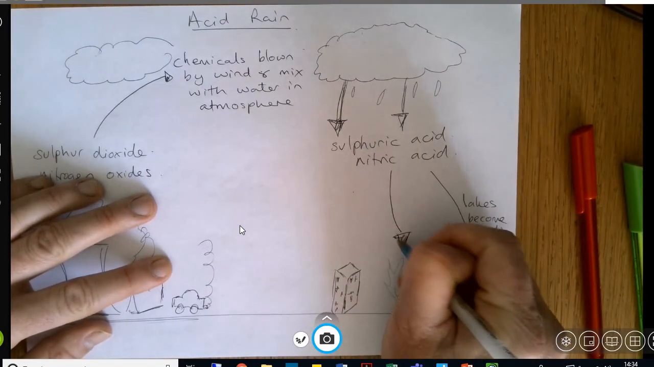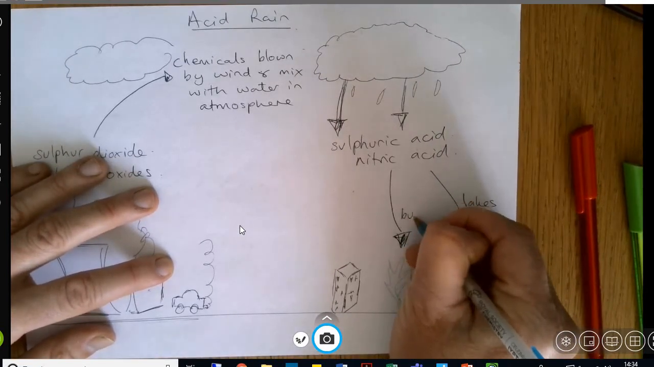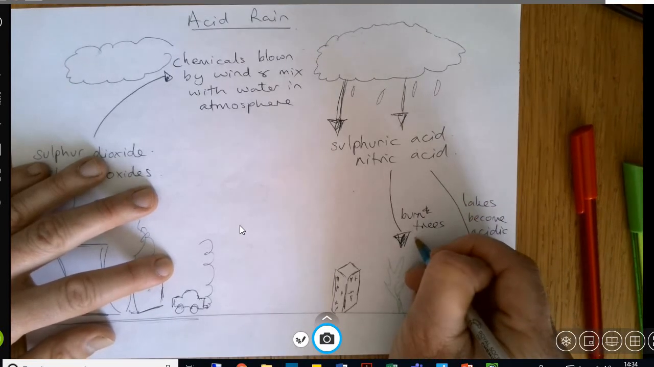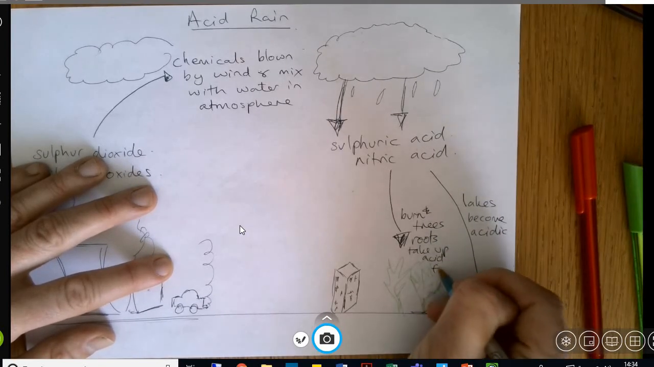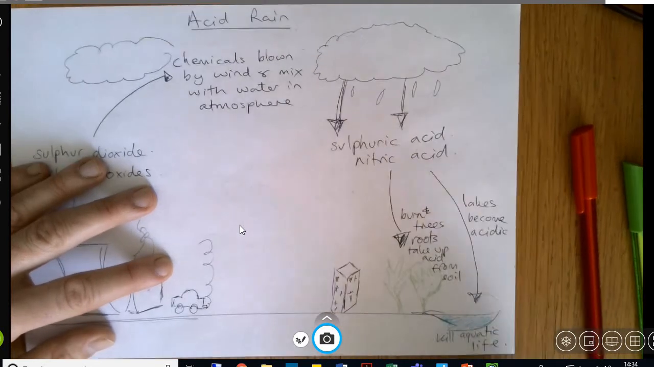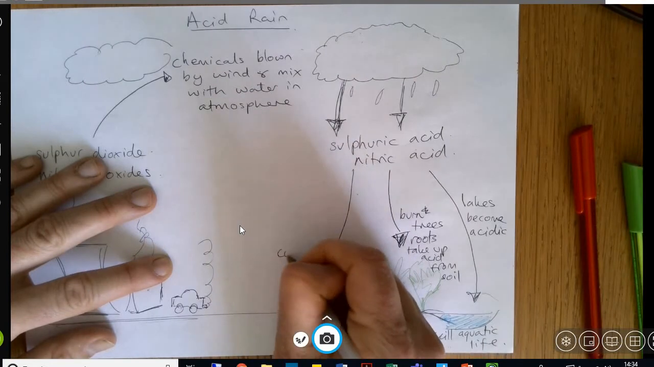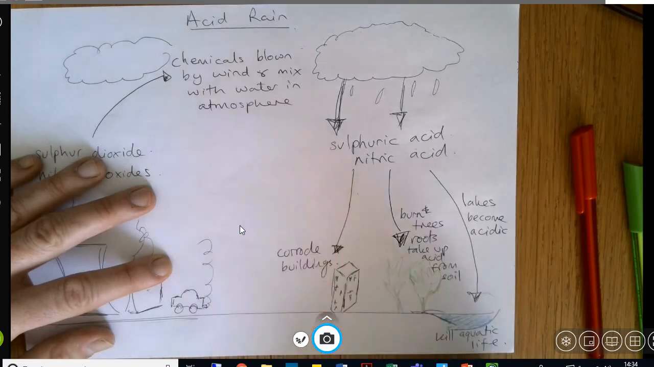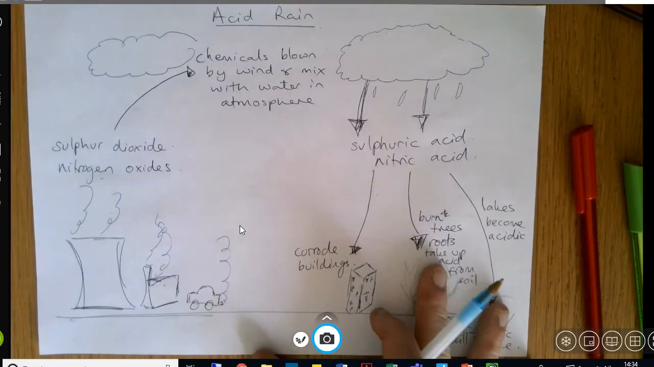They can actually physically burn trees, and also roots can take up the acid from the soil. And then finally they can corrode buildings. Okay, so there we have an overview of the process of acid rain.